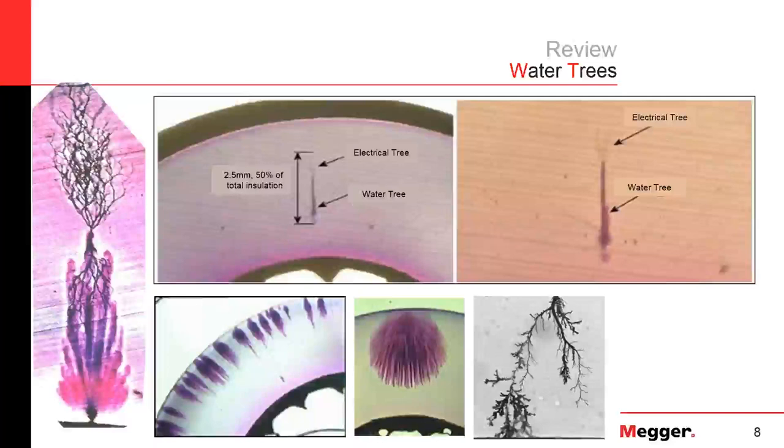Now, of course, they're not a great insulator, but they're also not really conductive. So in 15 kV class cables, it's not impossible for a water tree to breach the entire insulation and not fail a cable. But if an electrical tree breaches the entire insulation, the cable will fail.